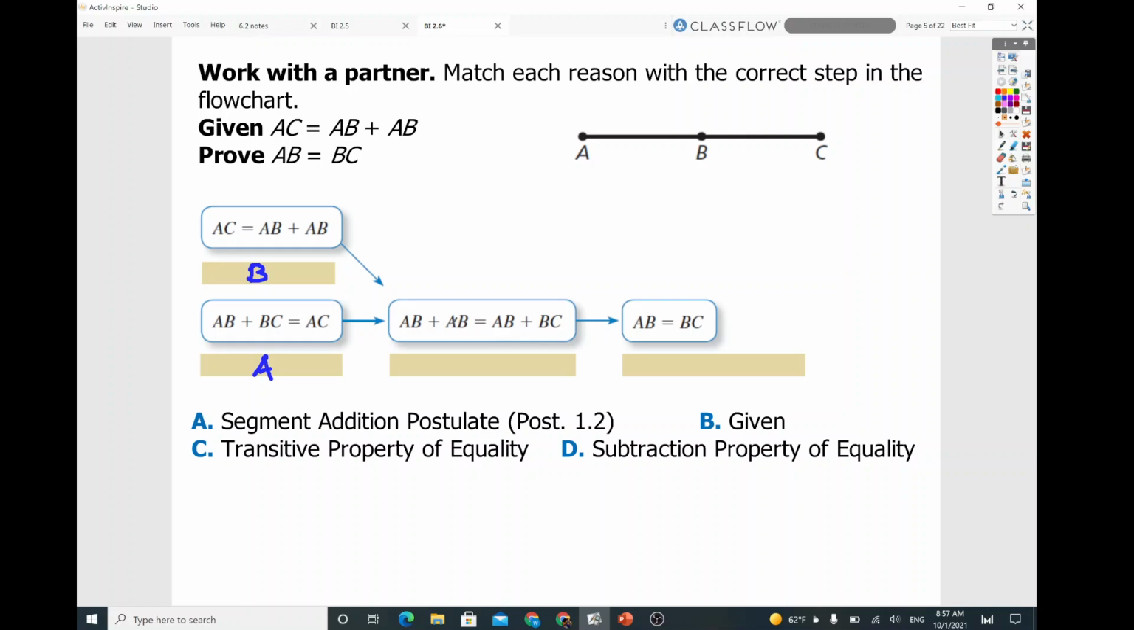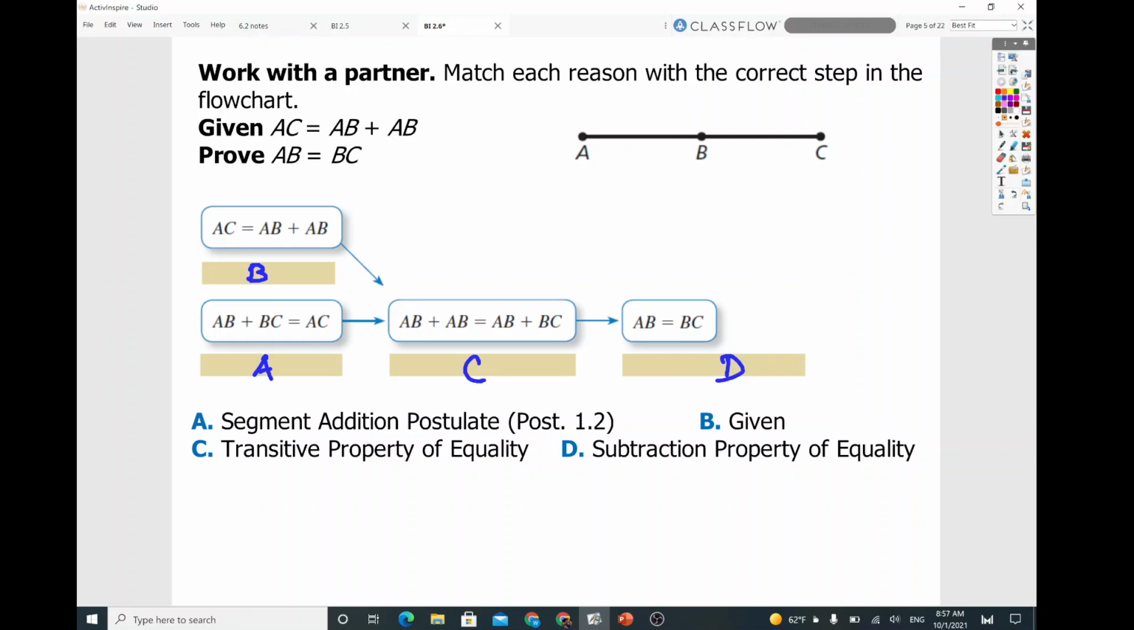Another thing we notice is that AB plus AB is the same as AB plus BC. From step 1 and step 2, once you combine those two things together, this would be considered the transitive property of equality. Anytime I see three elements involved, AB, BC, and AC all together, that is the one. Eventually, by subtracting AB on both sides, we do have AB equals BC, using the subtraction property of equality.